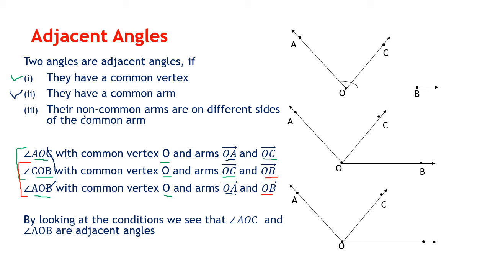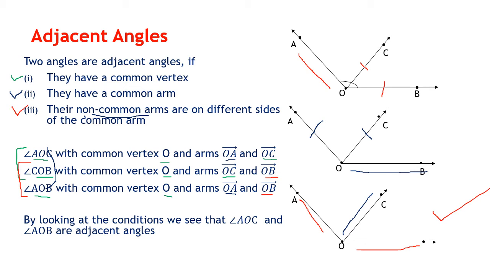Their non-common arms are on different sides of their common arm. Means if I take the common arm to be OB, then you see AO and OC are on the same side. If I take the common arm to be AO, then OC and OB are on the same side. So I should be taking the common arm OC, where OB and OA are on the opposite side. So this third condition is true.